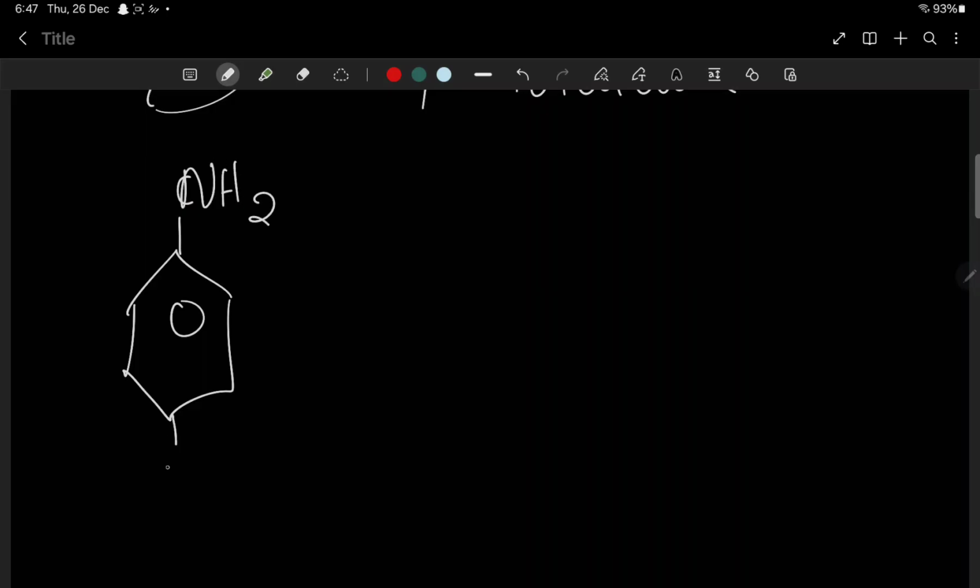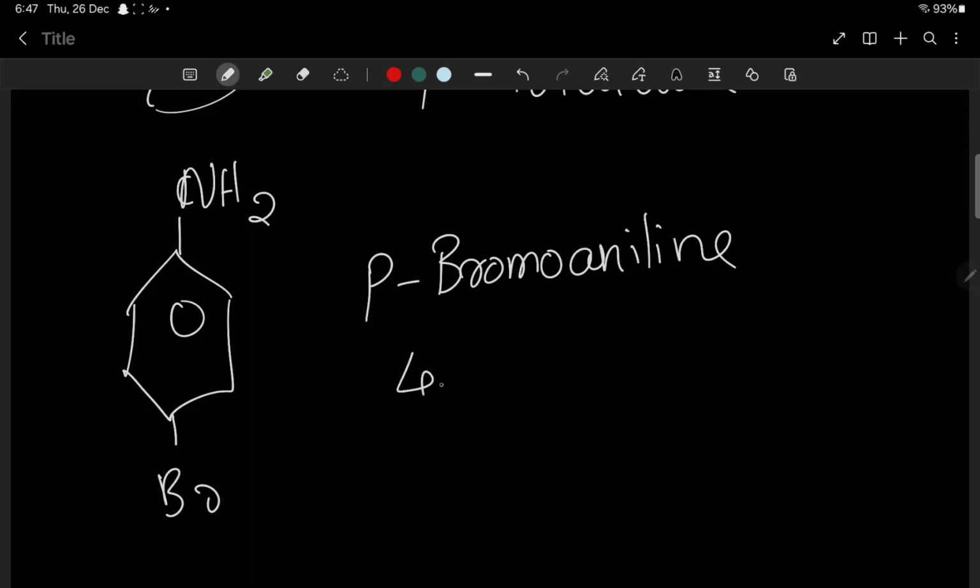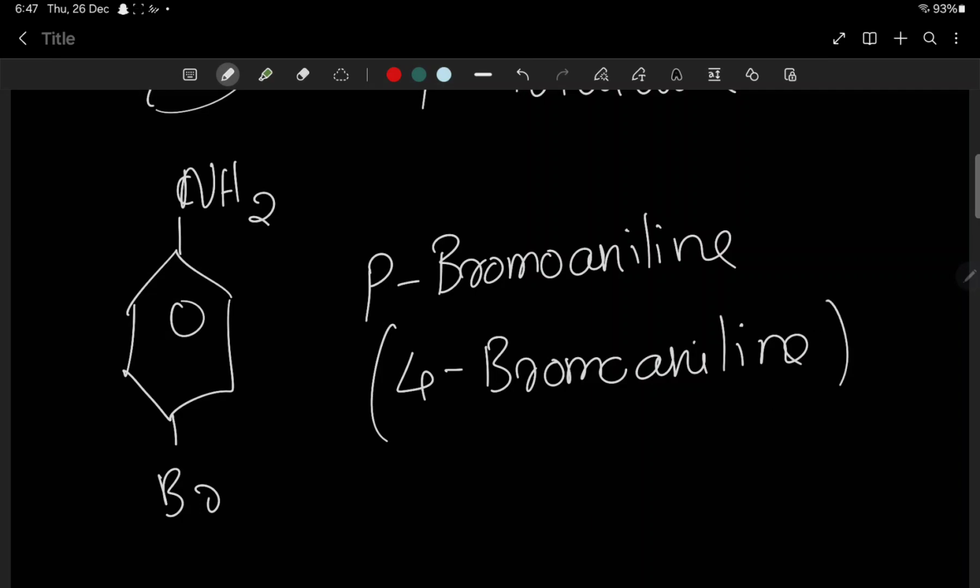Now we'll take another compound. If it was bromine, NH2 and Br, what will we name it? We'll call it p-bromoaniline. It's a common name. Para-bromoaniline. Or the IUPAC name is 4-bromoaniline, or 4-bromobenzenamine. Any is preferred. So this is the compound. Now you can name it accordingly. It's simple.